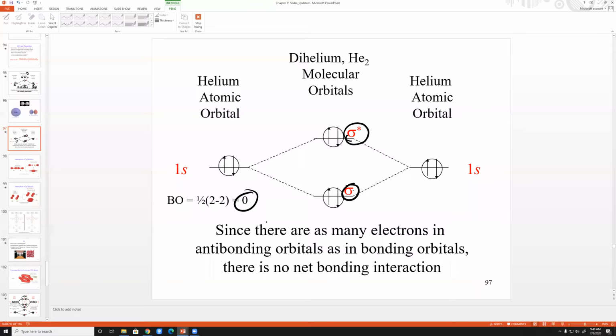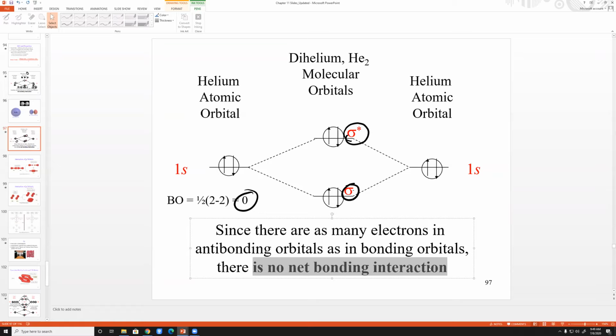Since there are as many electrons in the anti-bonding as in the bonding orbitals, there's no net bonding interaction. That means this molecule is impossible to make. I mean, in chemistry, you never want to say impossible, but this molecule will not happen naturally. So there we go. Now you can predict paramagnetic or diamagnetic using this technique, and you can predict if a molecule is possible.